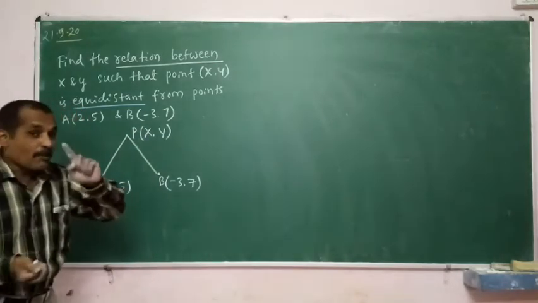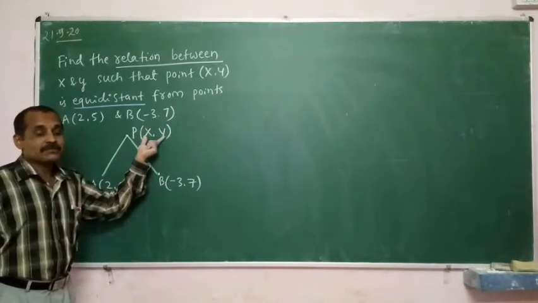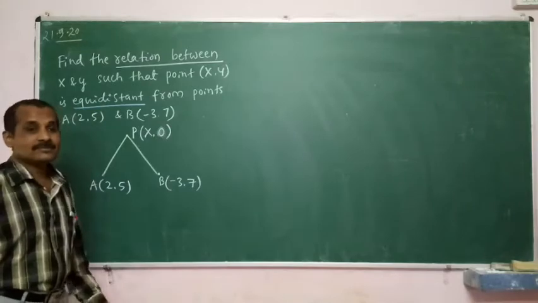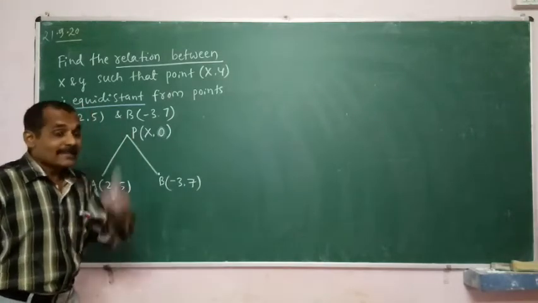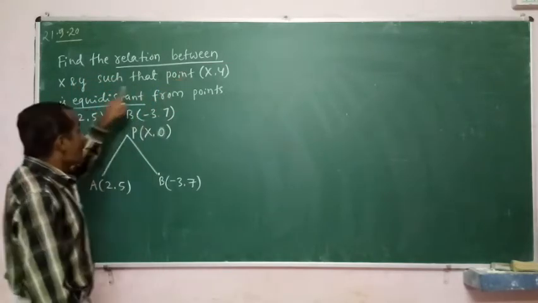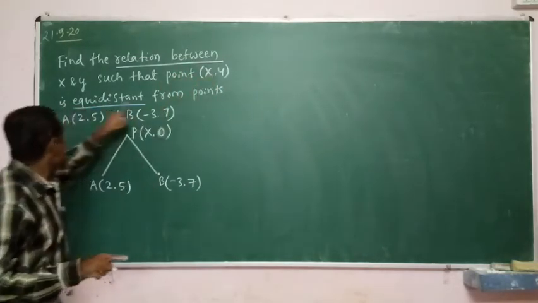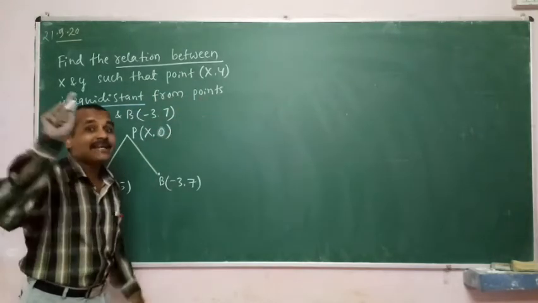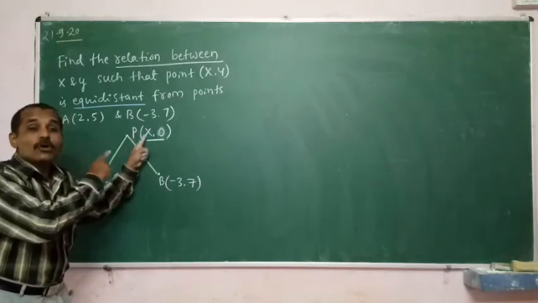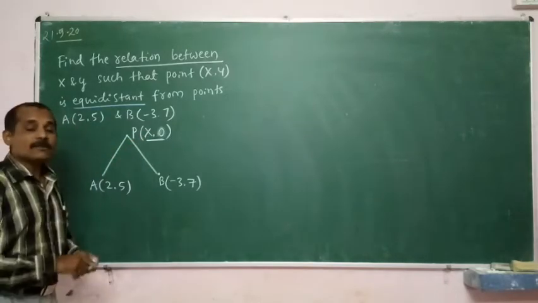In the problem I solved earlier, they told us the point is on the x-axis. That means the y coordinate is 0. Just to refer to my previous video, the point on the x-axis has y coordinate 0. In this case, you can find the value of x, because x is the only unknown here.